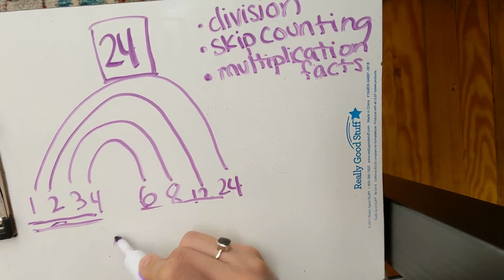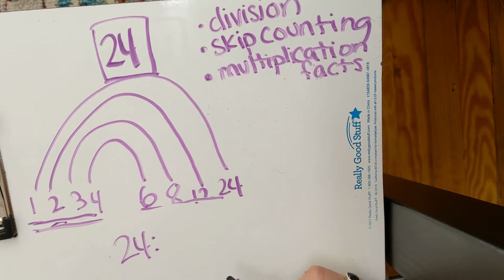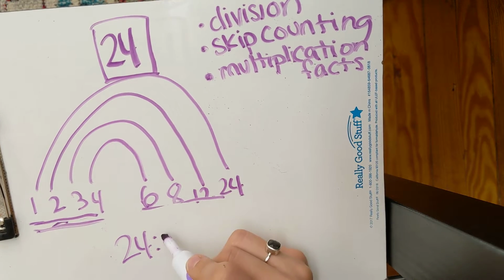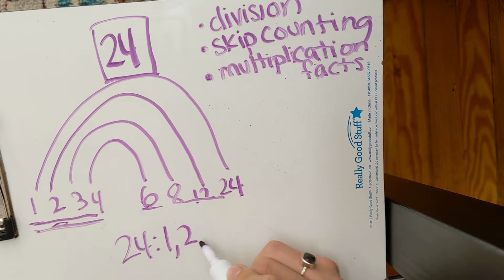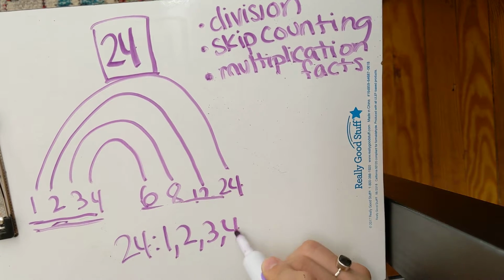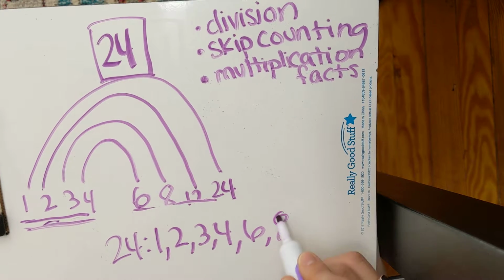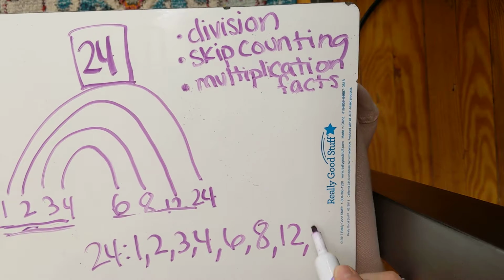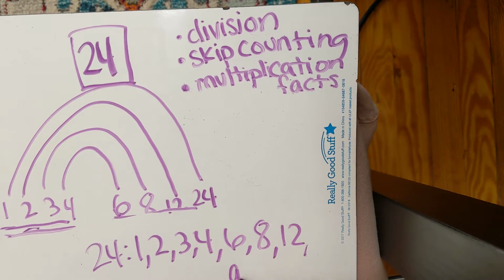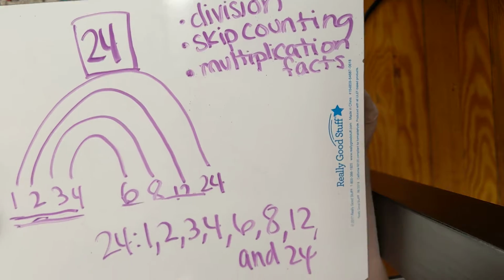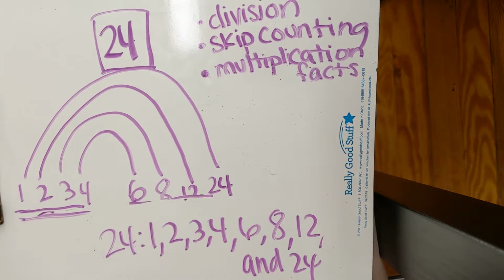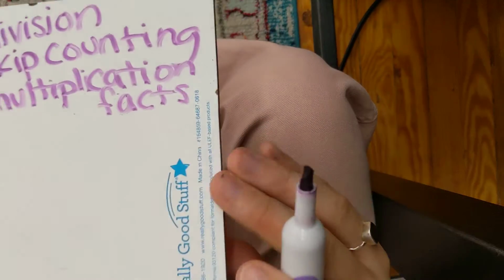Okay. Many problems are going to ask you to list the factors of a number. So when they ask you to list the factors, you separate the numbers by a comma. So I'm going to list them out. The factors of 24 are 1, 2, 3, 4, 6, 8, 12, and 24.